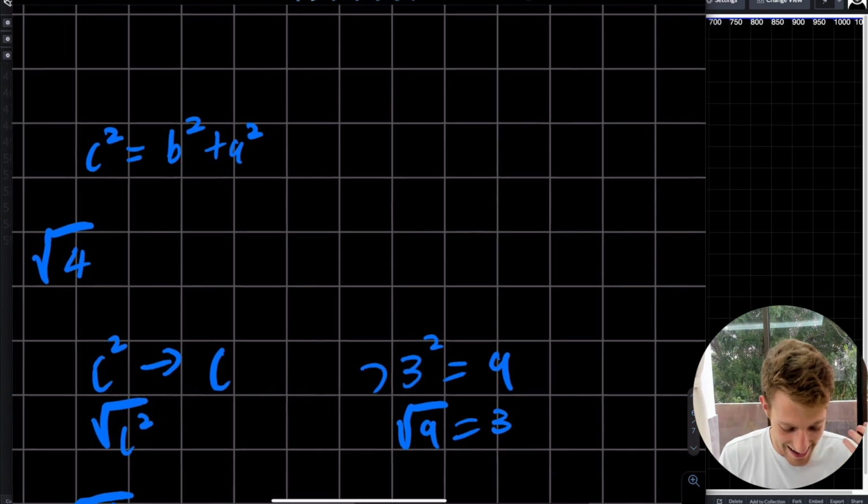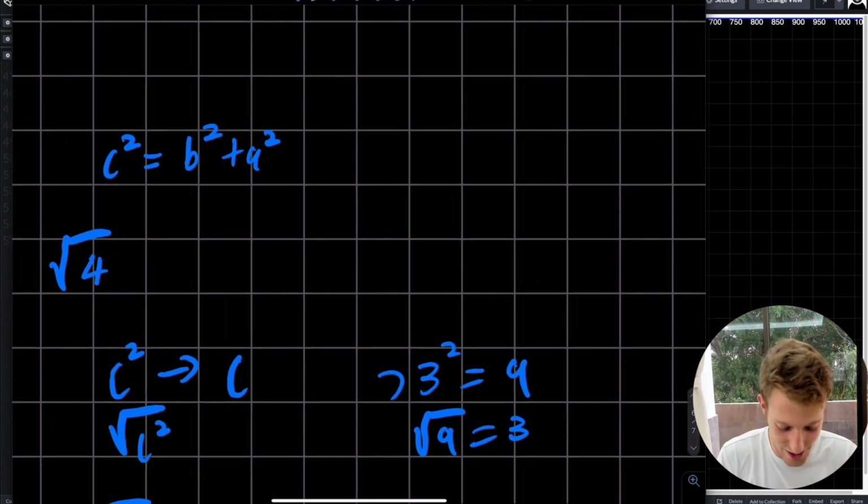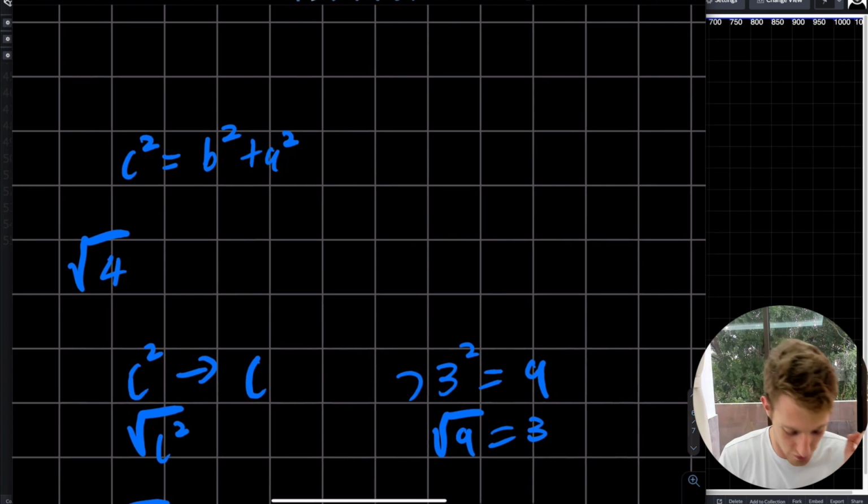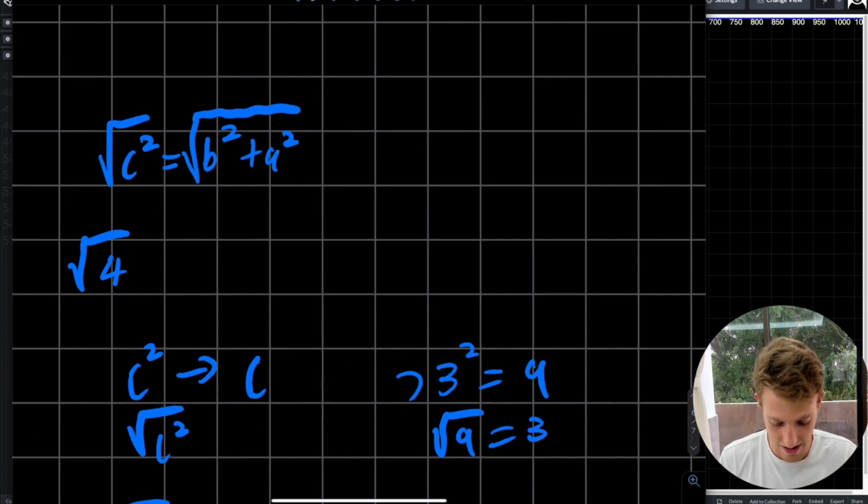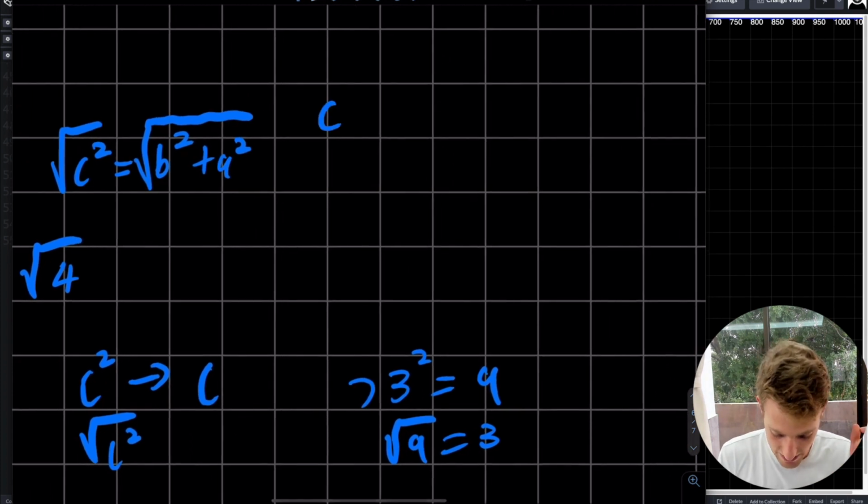But we know that c squared is equal to b squared plus a squared. So if we take the square root of this side, we have to take the square root of this side. And now what we have is c is equal to the square root of b squared plus a squared.